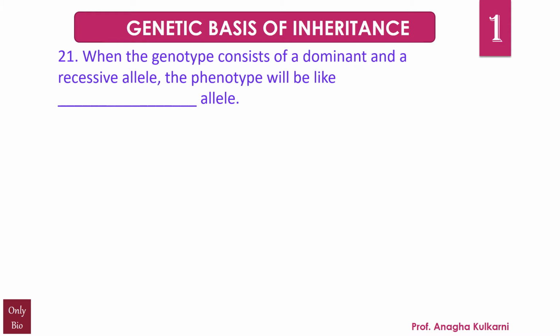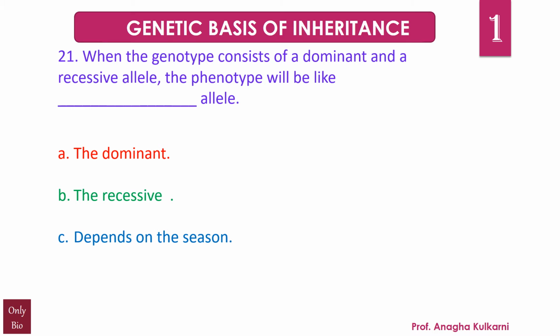Question number 21. When the genotype consists of a dominant and a recessive allele, the phenotype will be like the dash allele. A. The dominant. B. The recessive. C. Depends on the season. D. Neither of this. And the correct answer for this question is A. So when the genotype consists of a dominant and a recessive allele, obviously this is a heterozygous condition, the phenotype will be like the dominant allele.